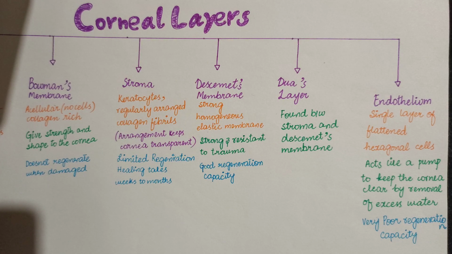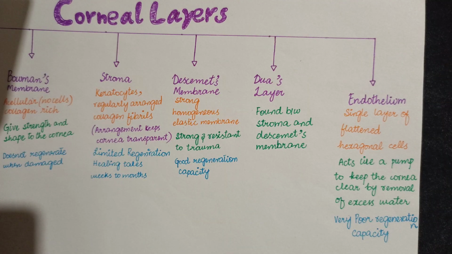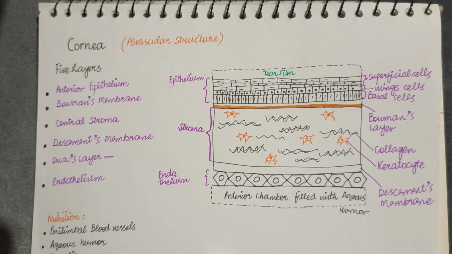The last layer of the cornea is endothelium layer. This layer consists of a single layer of flattened hexagonal cells. This layer acts as a pump to keep the cornea clear by removing excess water, and any damage to this layer is non-regenerable. This layer of the cornea has very little regeneration capacity. And that's all for this video. Each layer has its own unique function and together they keep our vision clear.